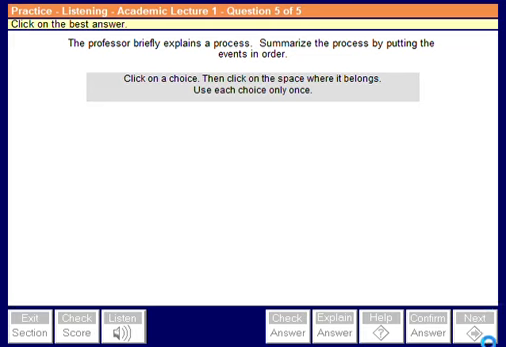The professor briefly explains a process. Summarize the process by putting the events in order.